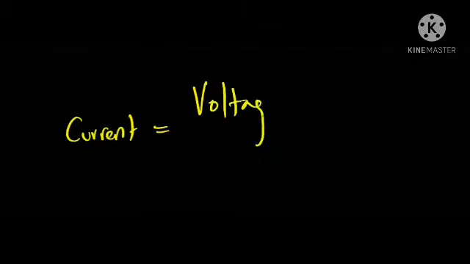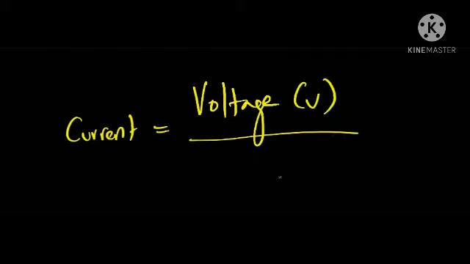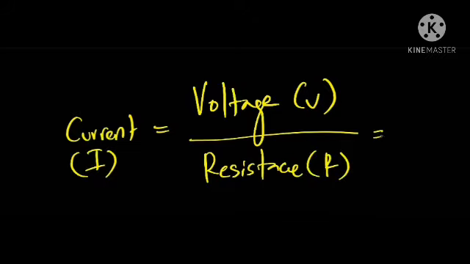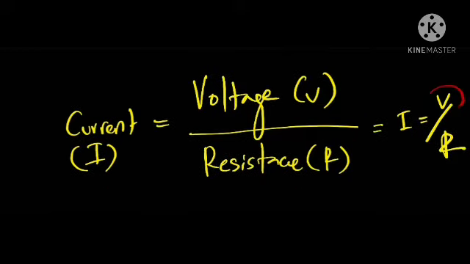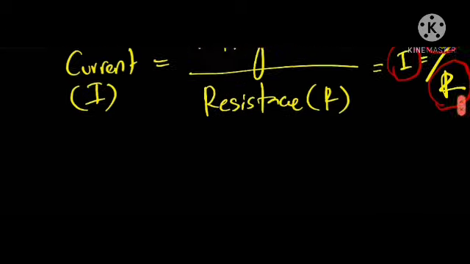Let's have a look at the Ohm's law formula. The resistor's current I in amperes is equal to the resistor's voltage V in volts divided by the resistance R in ohms. V is the voltage drop of the resistor measured in volts. I is the electrical current flowing through the resistor measured in amperes. R is the resistance of the resistor measured in ohms.